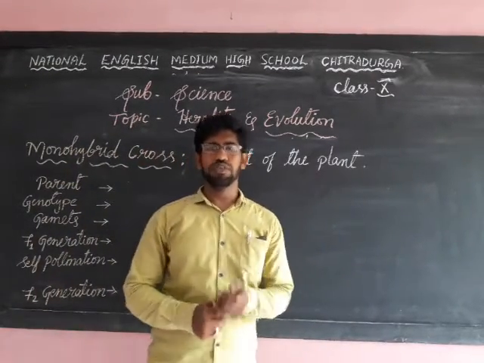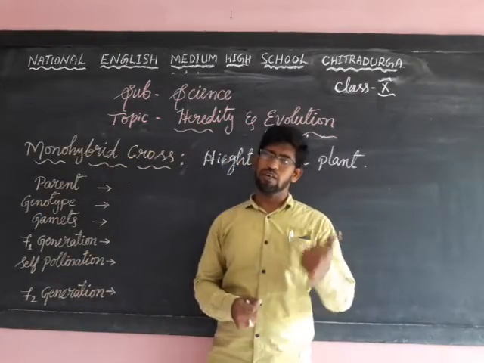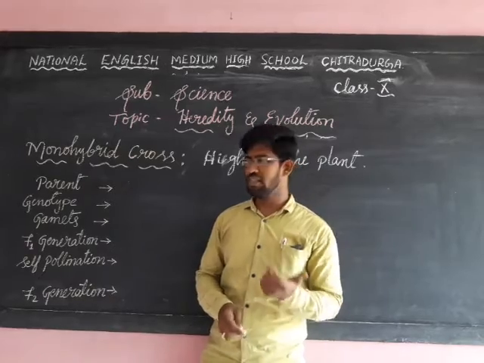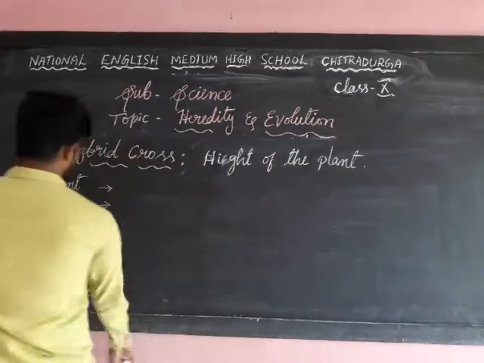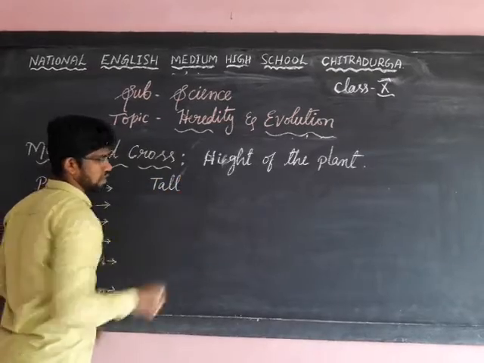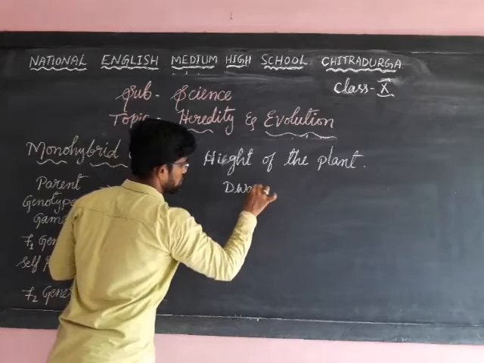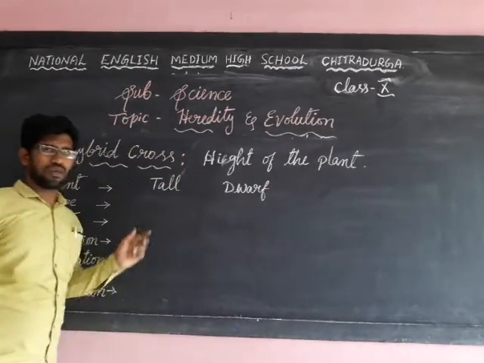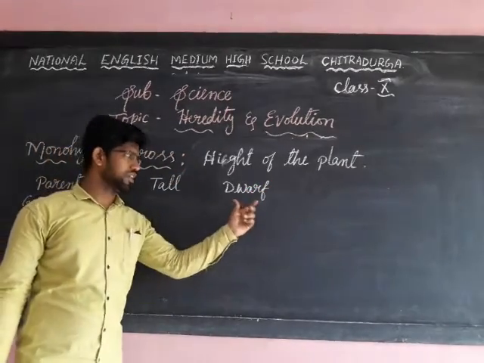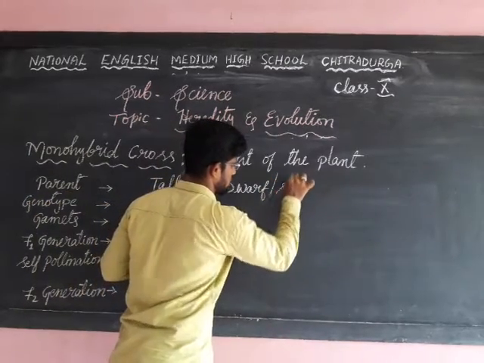In that, we have to take some important things. We have to select the parents. We need one male and one female. So I am choosing one parent that is tall, and another one that is dwarf. The dwarf is nothing but the short. One parent is tall, another parent is dwarf or short. I will mention this one. Short.